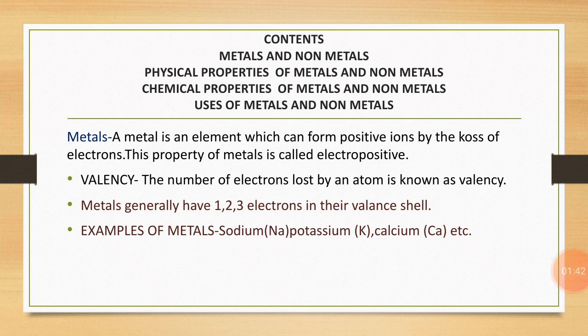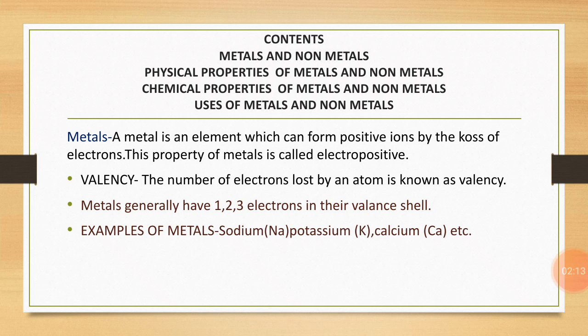We associate metals with hard, shiny objects and non-metals with dull, light objects. These are nothing but the physical properties of metals and non-metals. Now let's find out about the physical properties of metals and non-metals. So firstly we will know what the physical properties of metals are.